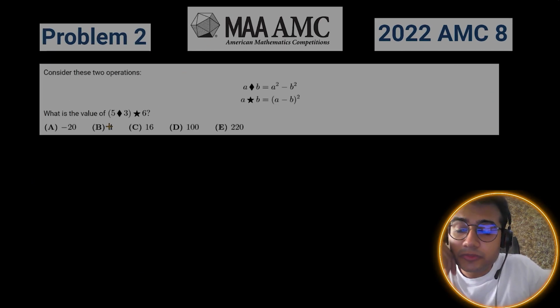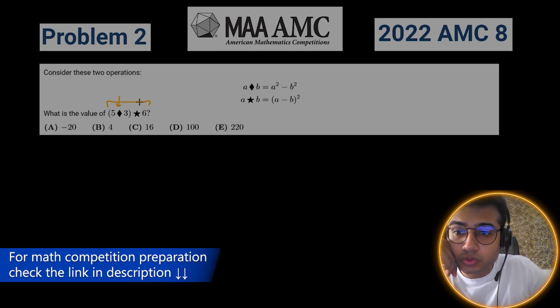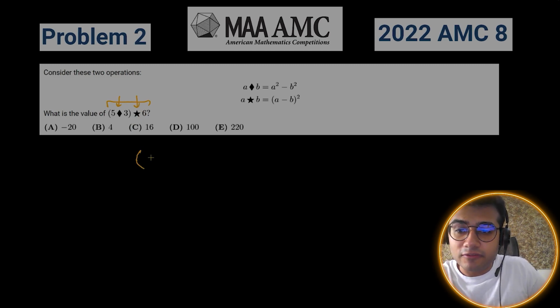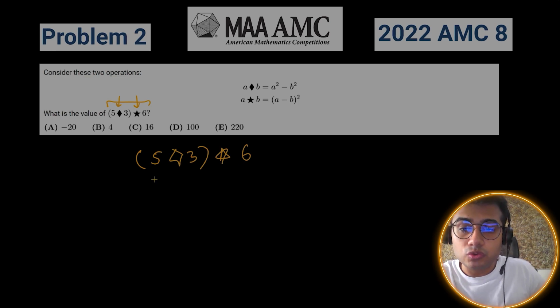So in this problem, they want us to evaluate this expression right here, which has these two new operations. So let's see what that is. So we have bracket 5 diamond 3 star 6. So first of all, we have to do whatever is inside the parentheses because we still have to follow the order of operations. So 5 diamond 3. So what is the diamond operation? The diamond operation is we square the first number and then minus the square of the second number. So that's what we're going to do.